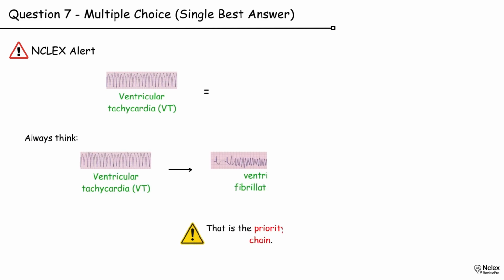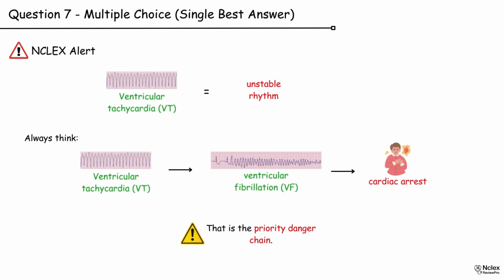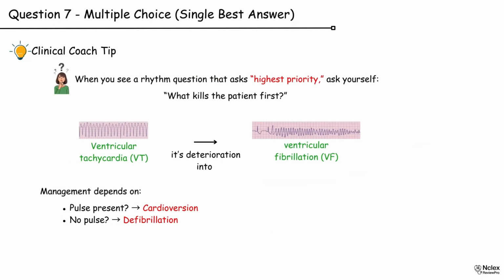Here's your NCLEX alert. When you see ventricular tachycardia on the exam, immediately think about the deterioration chain. Ventricular tachycardia can become ventricular fibrillation. Ventricular fibrillation leads to cardiac arrest. On NCLEX, when a rhythm question asks for highest priority, it is usually asking which complication leads to immediate loss of life.